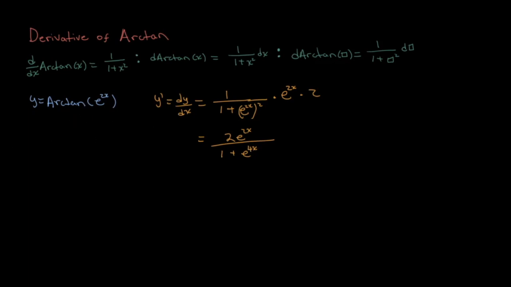Let's do one more example. So let's say you're given a function f of x is equal to the arctan of 2 to the x squared. How would we evaluate this?